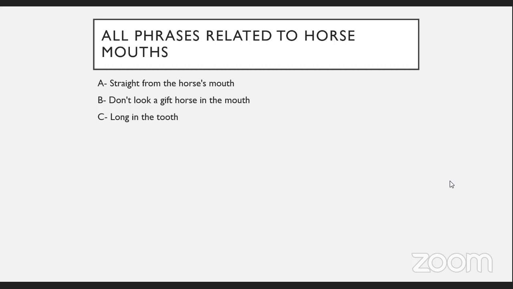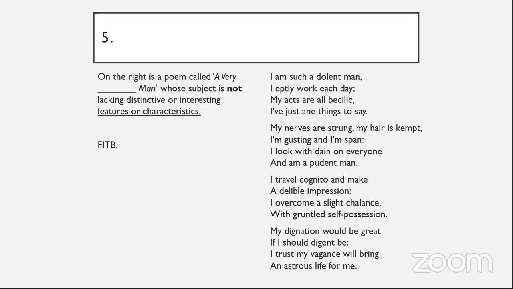And next question to team 2. So on the right is a poem called "A Very Dash Man," whose subject is not lacking distinctive or interesting features or characteristics. So the poem goes: I am such a dolent man. I aptly work each day. My acts are all basilic. I have just ain't things to say. My nerves are strung. My hair is kempt.